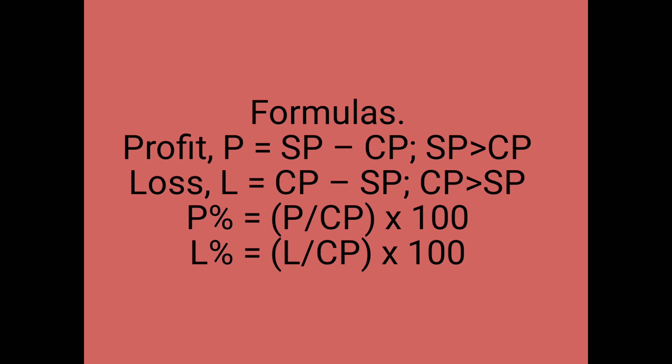So if you have to find the profit percentage, that will be profit divided by CP into 100, means profit divided by cost price into 100. And if it is loss percentage, then loss divided by cost price into 100. So these are the basic formulas you have to keep in mind always.